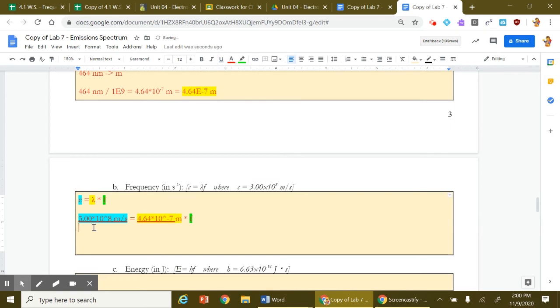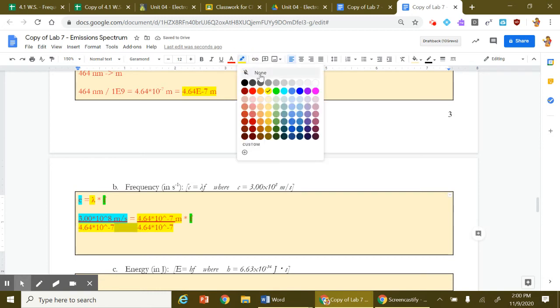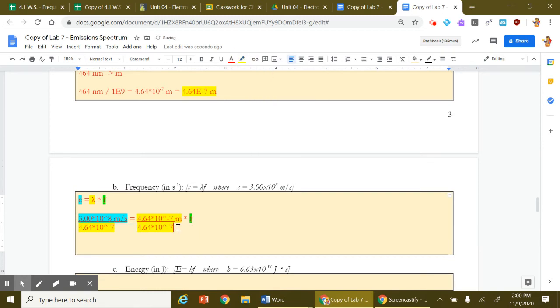So we have to divide both sides by 4.64 times 10 to the negative 7. Dividing both sides by 4.64 times 10 to the negative 7th. And what that's going to do is cause it to cancel out over here.